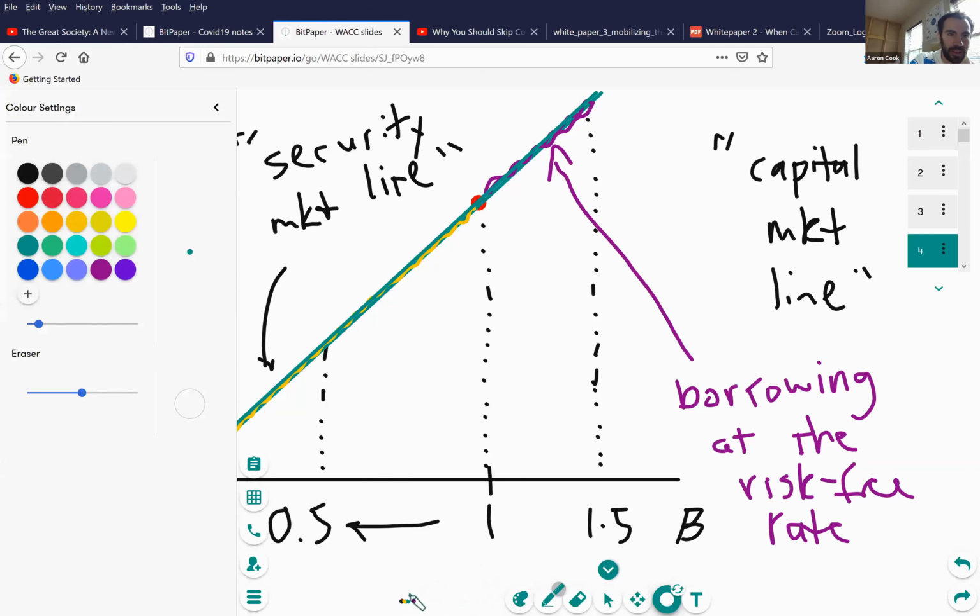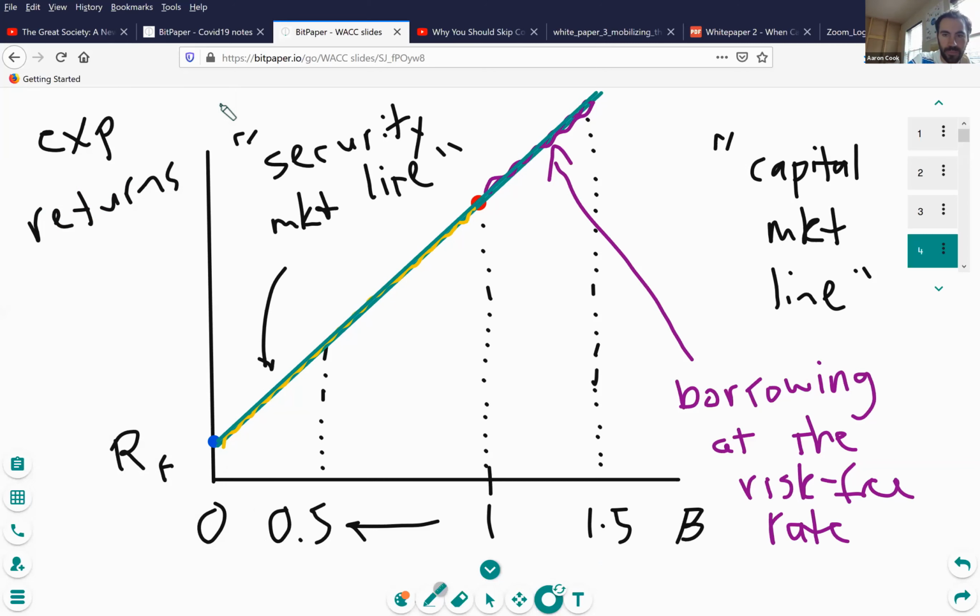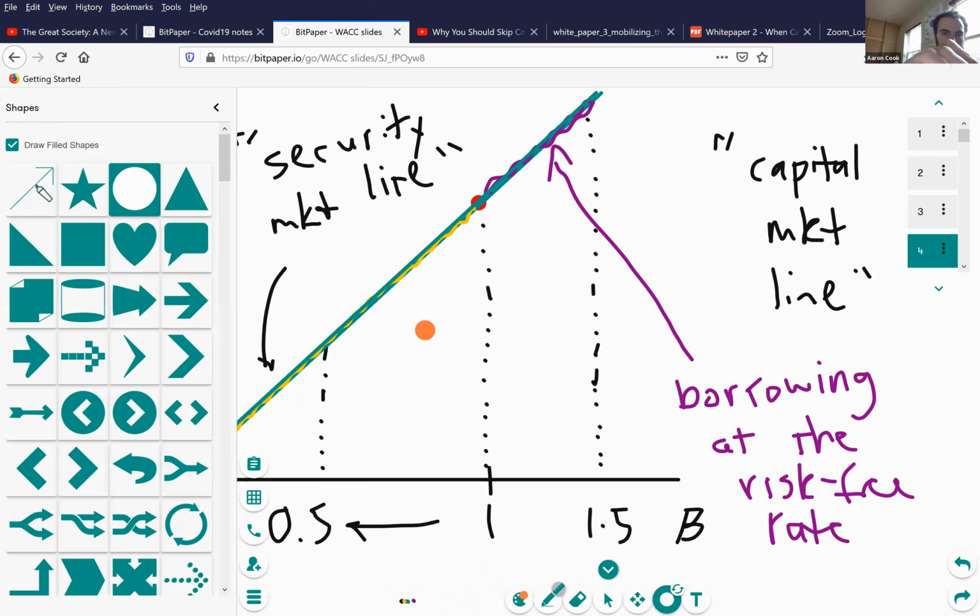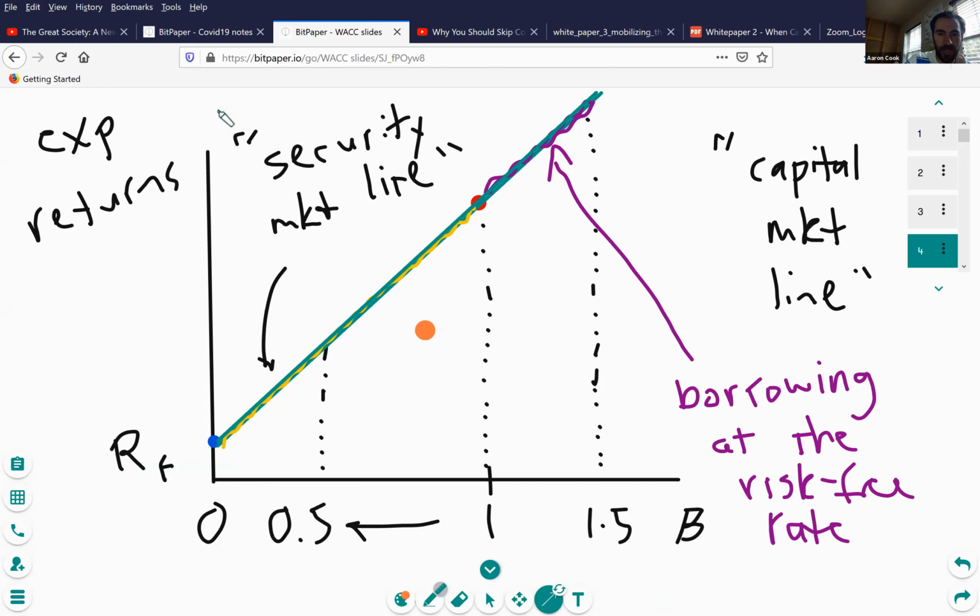So if there's another asset which has a beta that's less than 1, but expected returns that are below the security market line, that's not a desirable asset. No one is going to want to buy that asset because you could achieve the same degree of returns on that asset by simply combining the risk-free rate with the market portfolio in a different way.